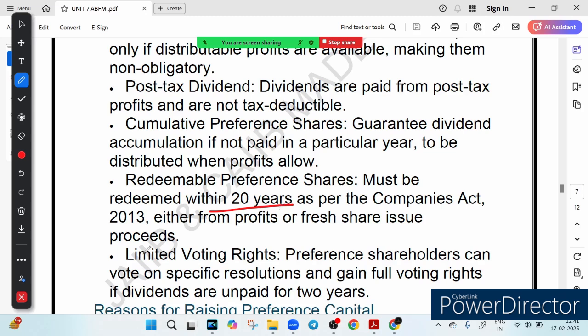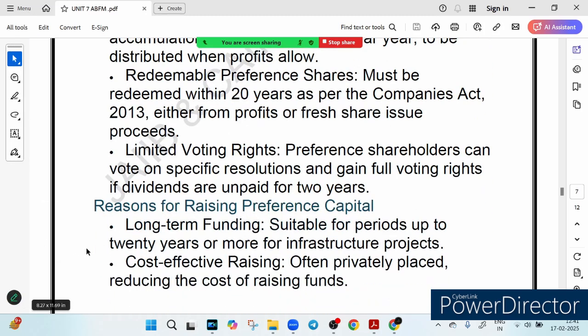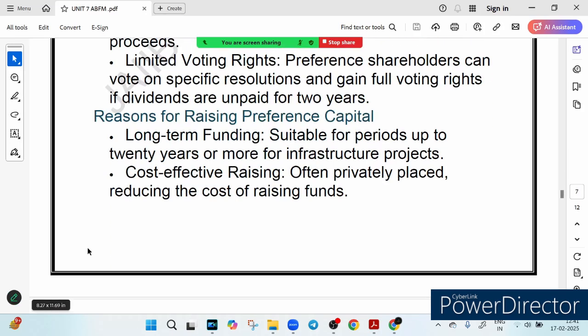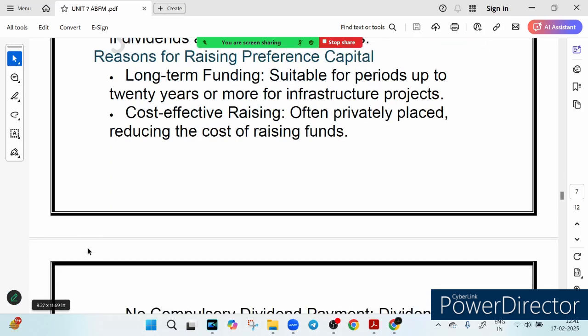So, limited voting right. Unlike equity shareholders, preference shareholders don't get full voting right unless the company skips dividend for 2 years straight, right? Equity shareholders get the full voting right, but preference shareholders don't. If the company is giving dividend each and every year, then the preference shareholder will not get any voting right. That is the point.